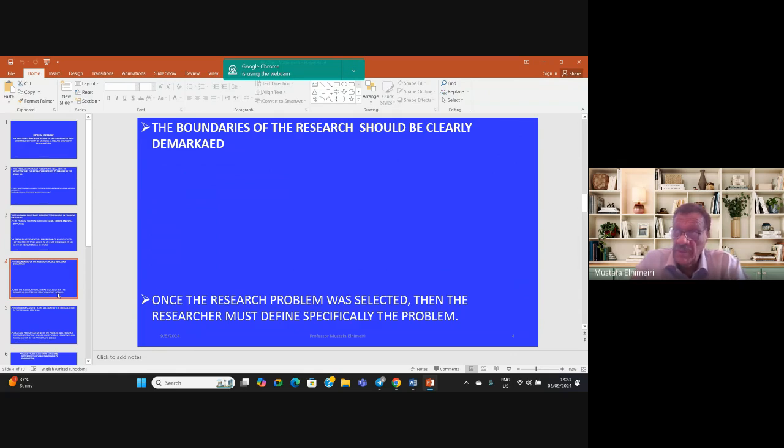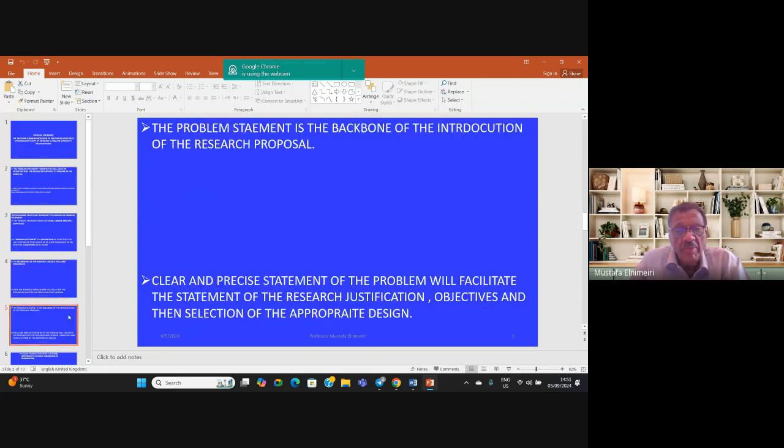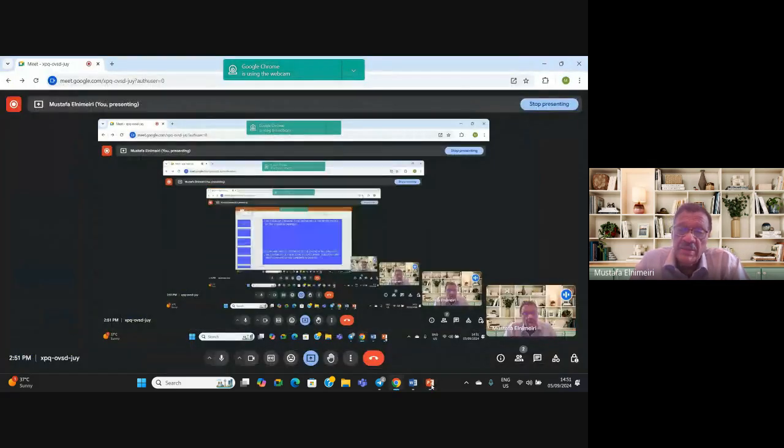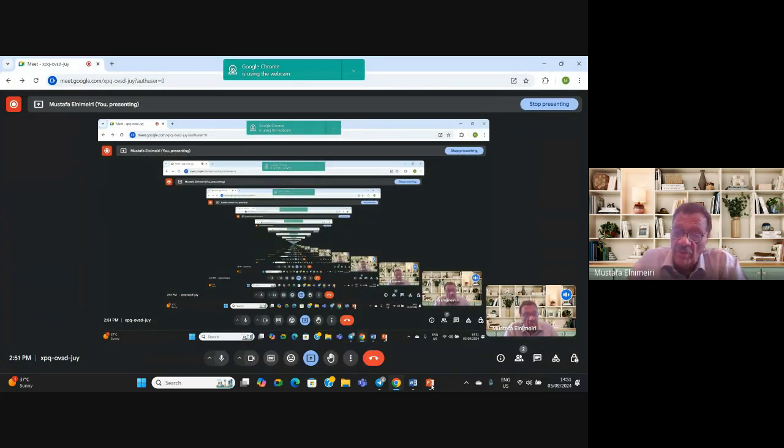I mean, in the problem statement, you make some sort of demarcation for the research problem. You determine exactly the boundaries of the problem. And once the research problem was selected, then the researcher must define specifically what that problem is. As we have mentioned in the background information, you introduce the problem, you write some important information about it, the magnitude of the problem, the distribution of the problem among the human population, the geographical distribution, etc.